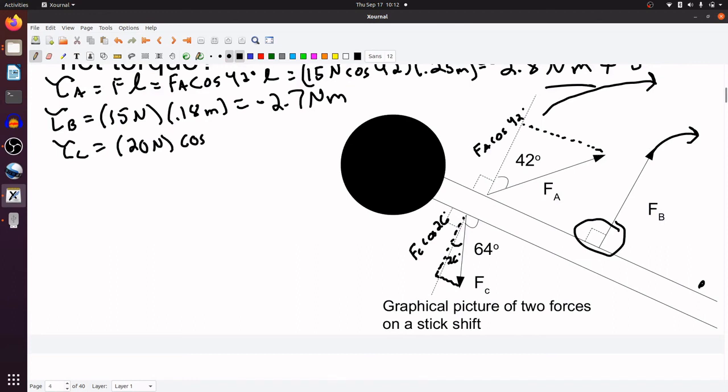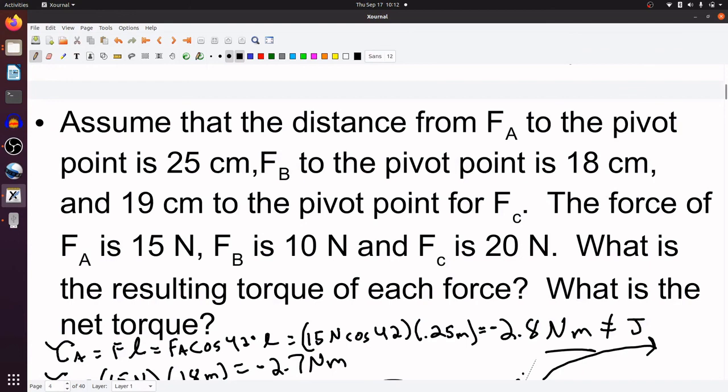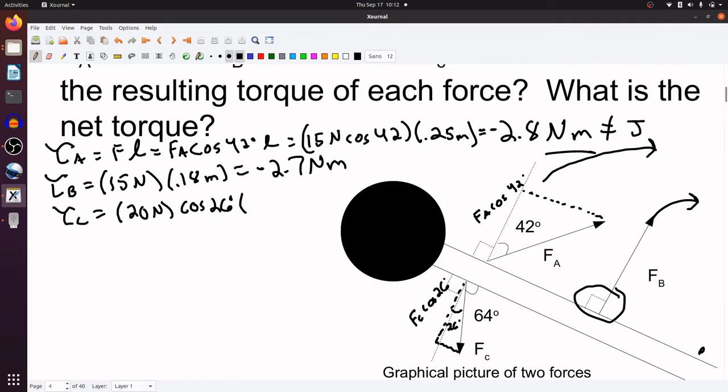Cosine of 26 times its lever arm, and I think I made it like a weird number. 19 is what I made it. That's kind of weird. It doesn't look like it's 19, but we'll go with it because I already wrote that down. I probably should have put like 26. Sorry. We'll just use the values that I gave you. Anyways, so that's going to be 20 times the cosine of 26 times 0.19. That's going to give me 3.4 Newton meters.